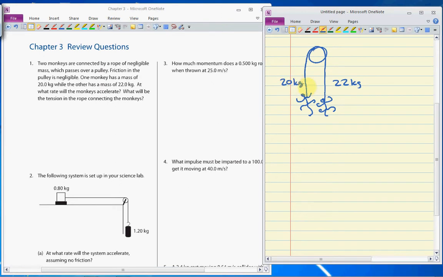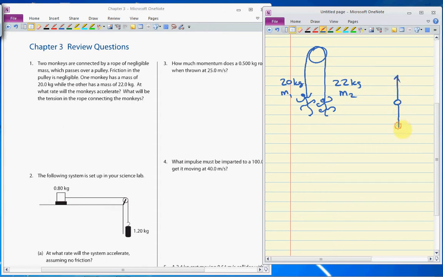And it wants to know at what rate will the monkeys accelerate and what will be the tension in the rope. Well, the trick here is to realize that each monkey could be drawn as a separate free body diagram. We'll call this M1 here and M2 here.